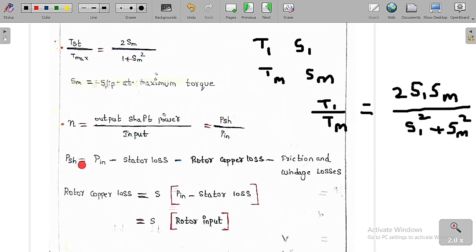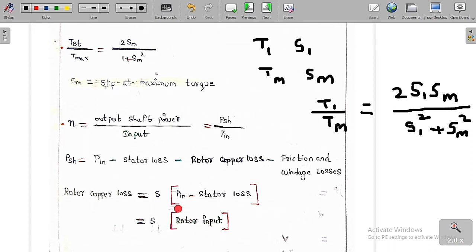Shaft power is also called the output power. So output power is nothing but input power minus losses. Stator losses means stator copper loss and stator core loss. Only the rotor copper loss you have to take here, because rotor core losses are neglected, and here there are friction and windage losses. So output power or shaft power is equal to input power minus stator loss minus rotor copper loss and windage and friction losses. And what I told you, the rotor copper loss is equal to slip times the rotor input, which is slip times the input power minus stator loss, since that is nothing but the rotor input.